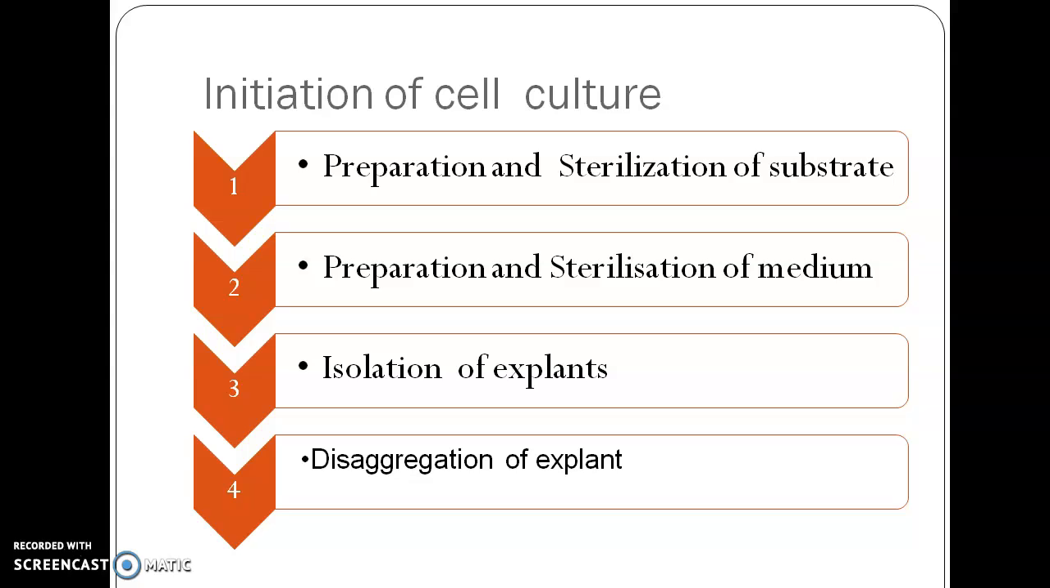Cell cultures are generally started from disaggregated explants. Disaggregation is by mechanical method or enzymatic method using trypsin, collagenase, or using EDTA. EDTA means ethylene diamine tetraacetic acid, which is used for disaggregation.